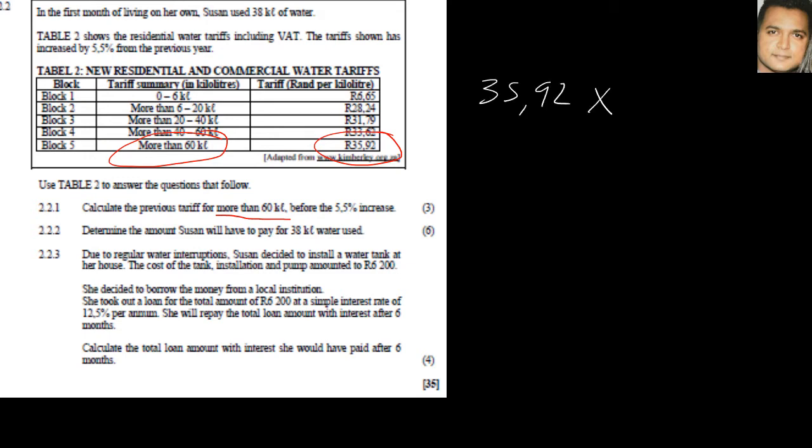What we need to do is multiply it by 100 over 105.5. All I've done is add the 5.5 to the 100, and I've put that in the bottom. When we're taking out, we put it in the bottom. When we're adding, we put it in the top, whatever percentage we're speaking of. In this case it's 5.5, and when we multiply it through, we get the amount of 34 rand 5 cents. Now remember, the amount has to be smaller because we are taking out the 5.5% increase.